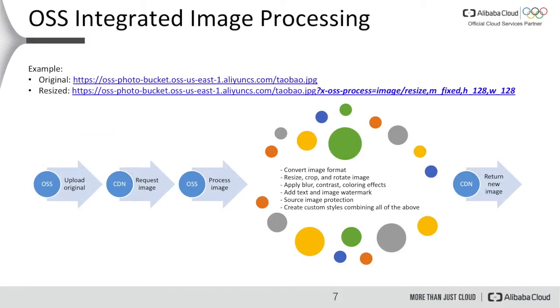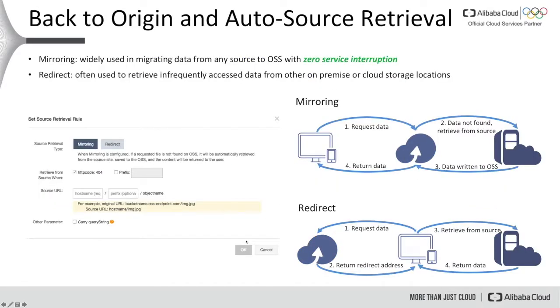Looking at some other features, OSS also provides integrated image processing, which makes it really simple to convert images to different formats, resize them, or apply different effects by only specifying an additional query parameter here. We will also take a look at that later on.